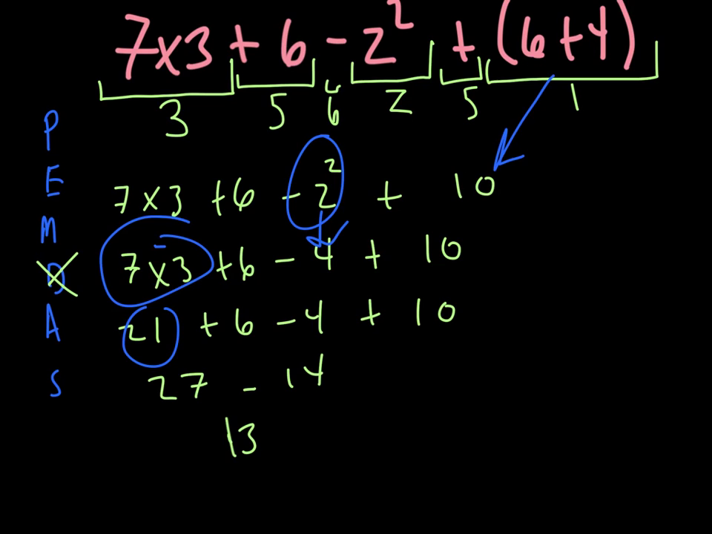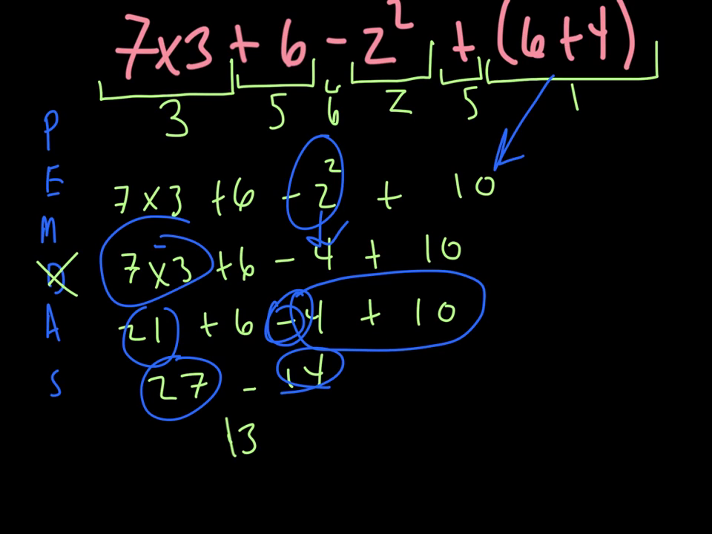Now you have to do the addition, because there's no division, so you skip that step. You go straight to the addition. So now you have 21 plus 6 minus 4 plus 10. So you have 21 plus 6 is 27, as you can see here. And then 4 plus 10 right here is 14. But you still have the subtraction sign because that's the last step. So you carry the subtraction sign here, and it's 27 minus 14. It gives you your final answer of 13.